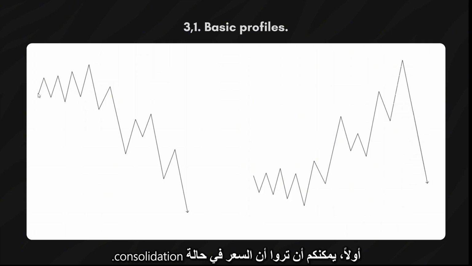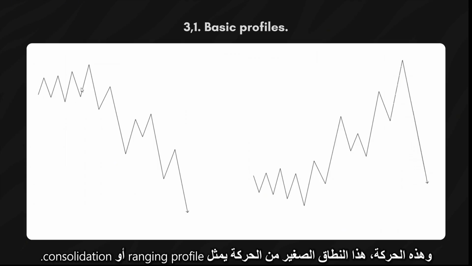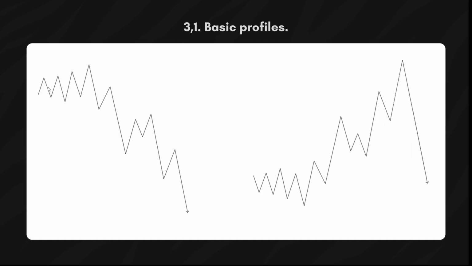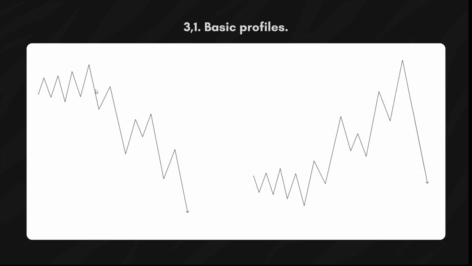First of all, you can see price is consolidating here, right? It's not breaking out of this range, and this small range of price action represents a ranging profile or a consolidation. This ranging profile continues for a while, and after some time we then break out of this range with this move right here, and this move represents an expansion profile. After an expansion profile, we then have a retracement profile.